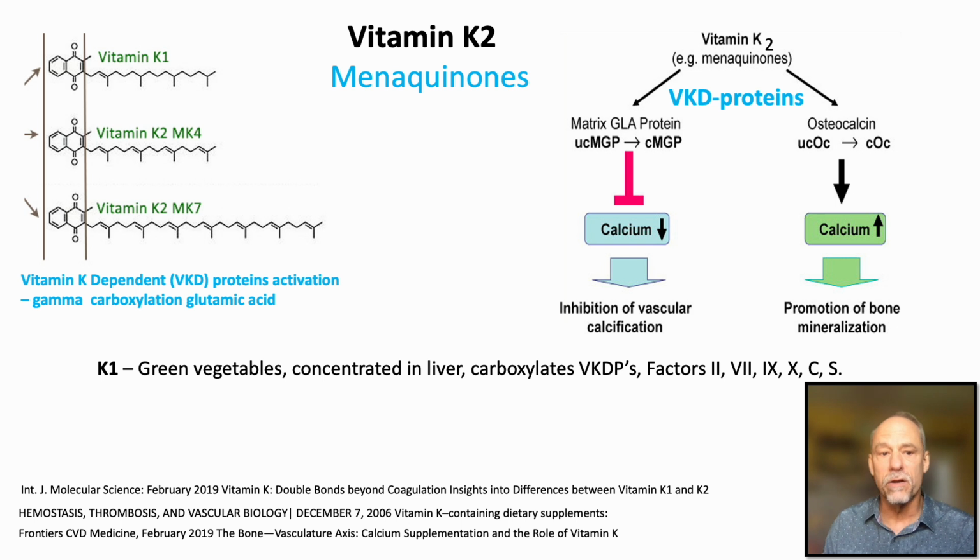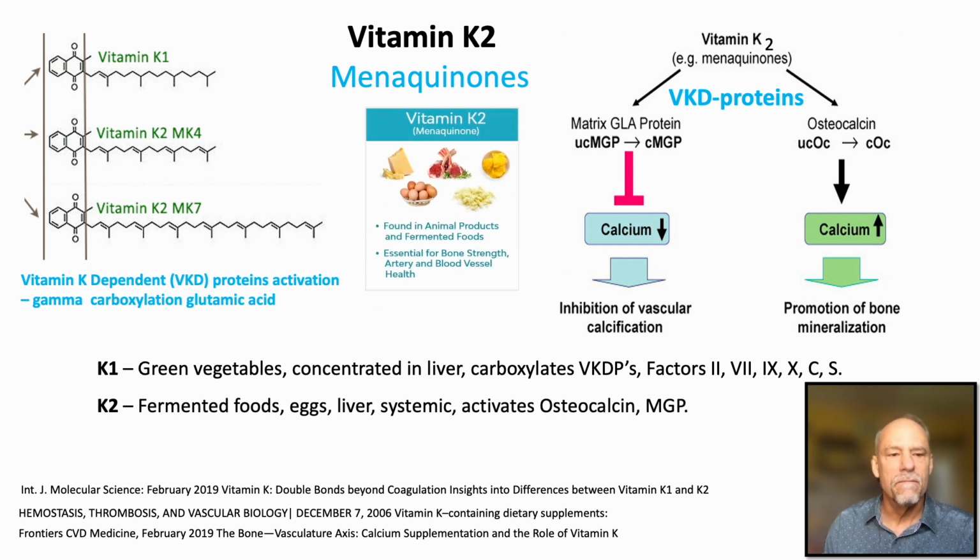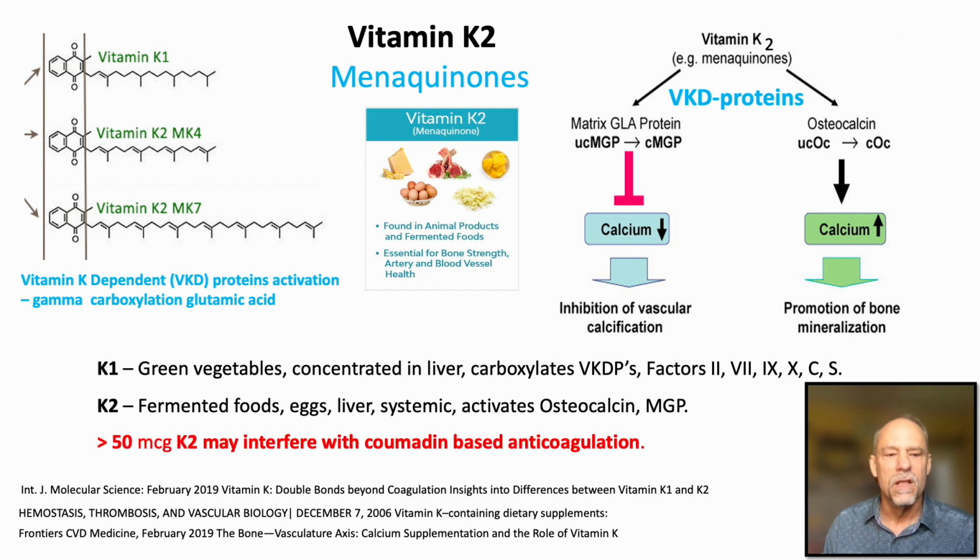So K1 is found in green vegetables. It's mostly concentrated in the liver, and it's involved in carboxylating the vitamin K-dependent factors 2, 7, 9, etc. Vitamin K2 is found in fermented foods, eggs, liver, activates osteocalcin, and then, like I said, that matrix GLA protein. Modest doses of vitamin K2 are safe. Higher doses may affect Coumadin-based anticoagulation, but thankfully these days we don't have too many patients on Coumadin.